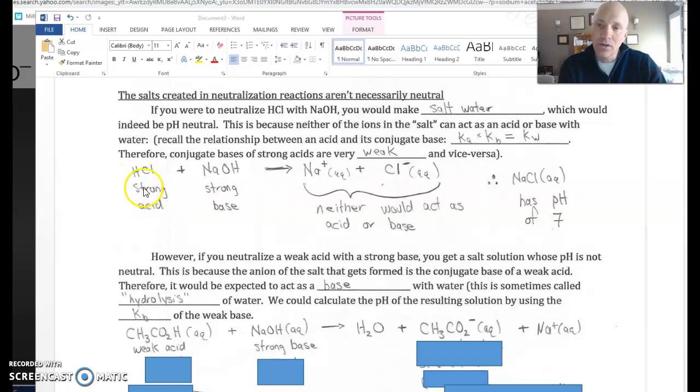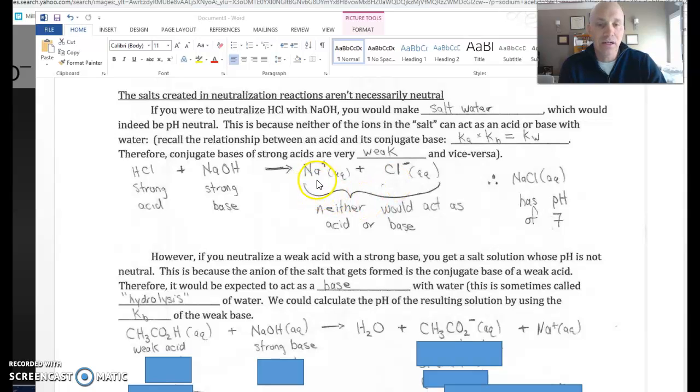So in this particular reaction, we know that hydrochloric acid is a strong acid. What that means is that its conjugate base is an extremely weak conjugate base. So when you have this ion swimming around in solution, it would have no inclination to pull an H plus away from water, which is what a base would want to do. It's just going to be an ion that is harmlessly swimming around in the water. The same thing could be said about the sodium ion.